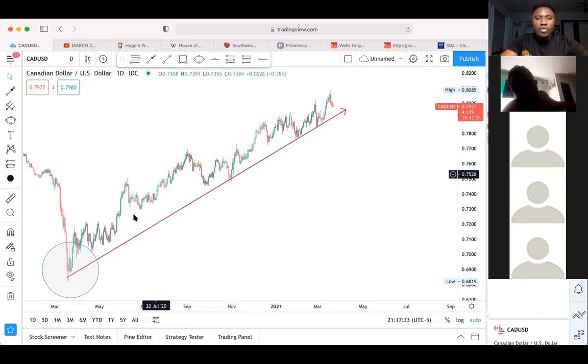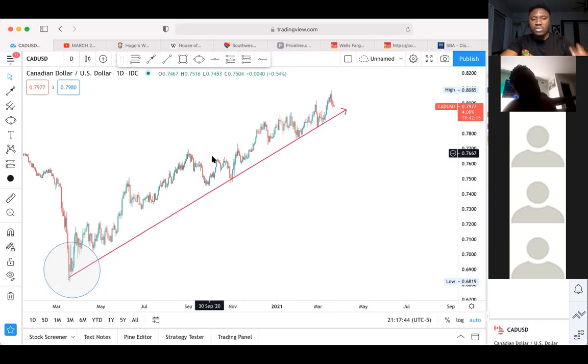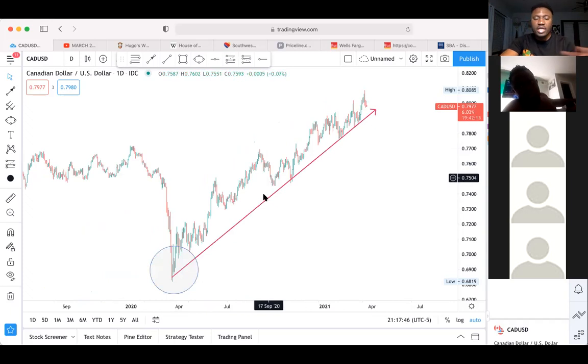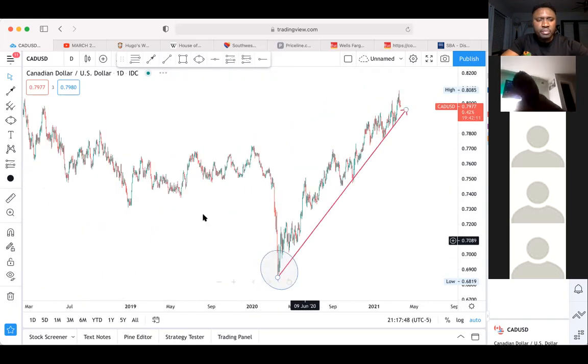Okay, so like I said, we're going to be mapping out support and resistance so that you know what you're looking for when you go into your chart. Because with that, you can begin to know where to buy, where to sell, where to take profits, or where to get out of the market and all those things.